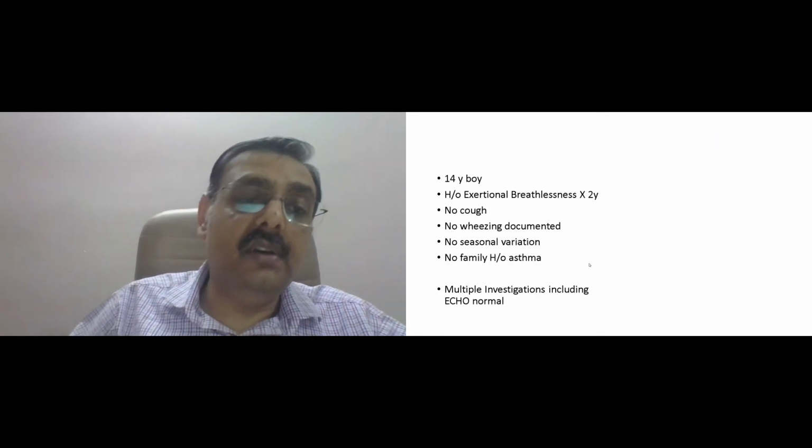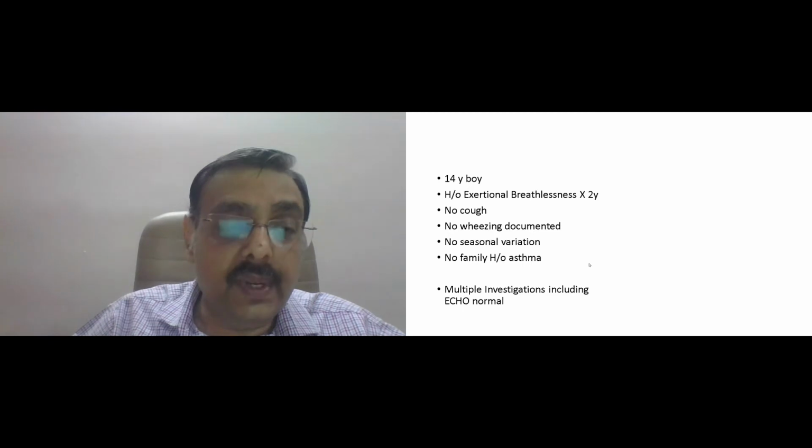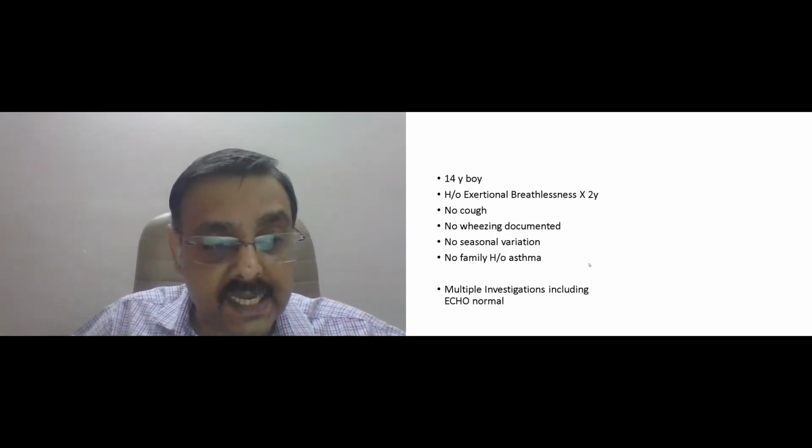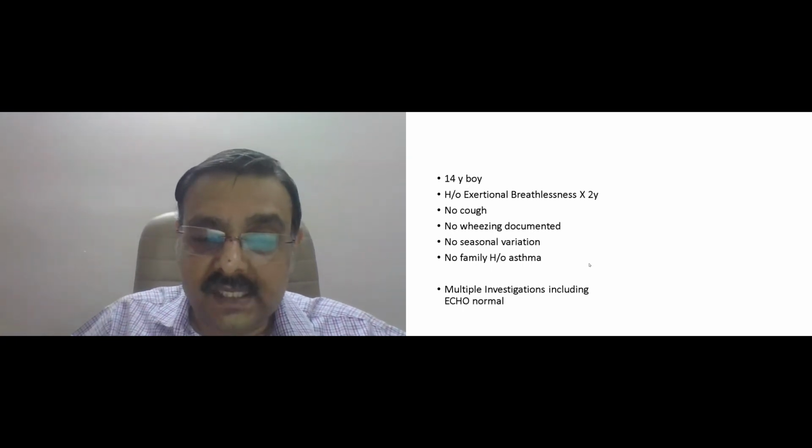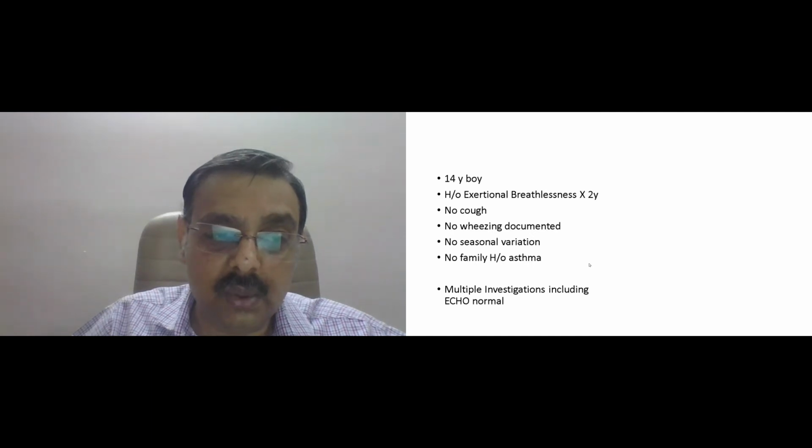So I'll show you a few cases where you will understand that there can be different phenotypes of the same disease, and how lung function can be quite helpful in picking up these phenotypes. This 14-year-old presents to us with exertional breathlessness for the past 2 years. The child isn't coughing, there is no documented wheezing, no seasonal variation, and no family history of asthma. So, what's going on? Is it a cardiac problem? Why is this child having only breathlessness without any other problems?